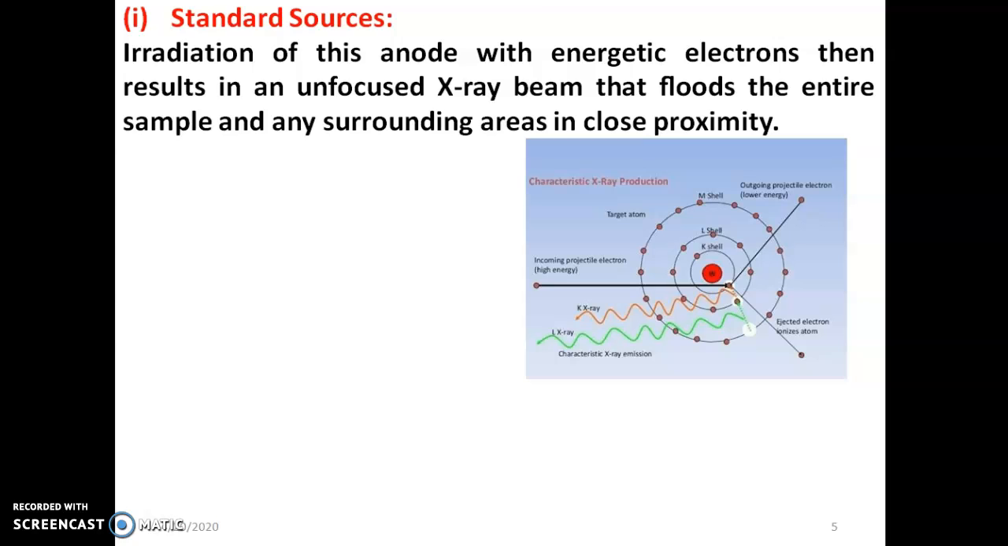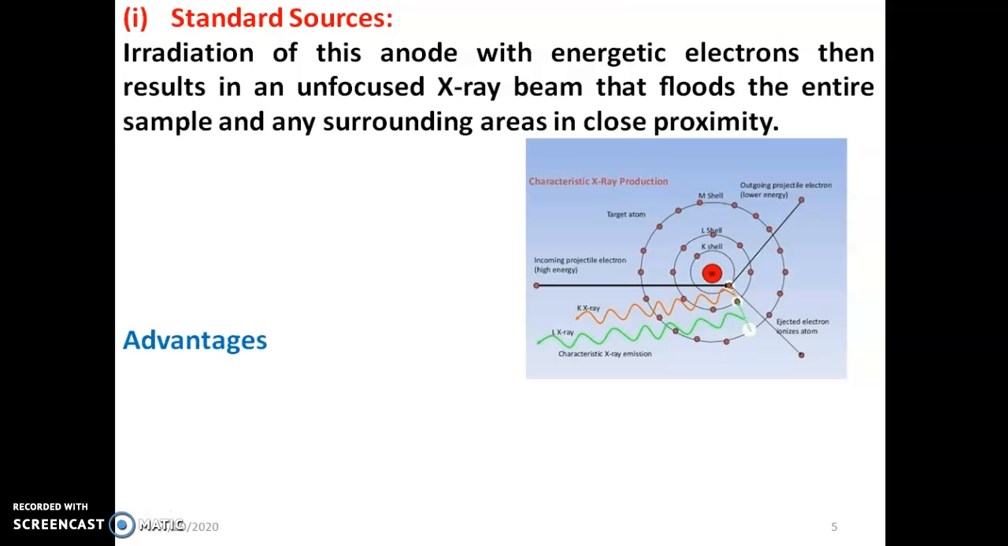Now, on the basis of between which energy levels the transition takes place, the energy or wavelength of the characteristic X-ray is decided, and these are named the K alpha line, K beta line, K alpha 1, K alpha 2, K alpha 3, L beta 1, L beta 2, like this. These are characteristic of different wavelengths or energies.